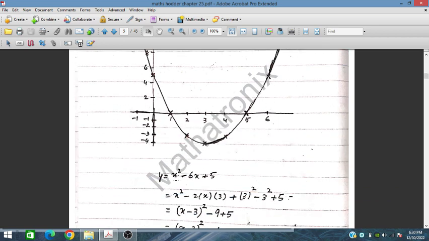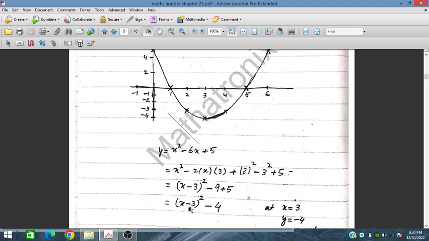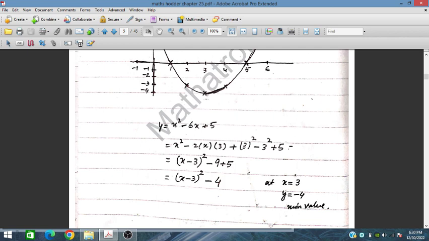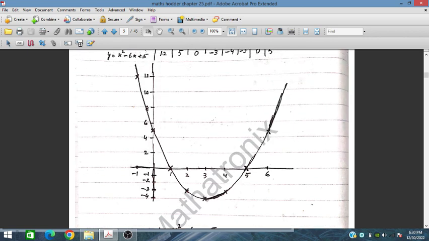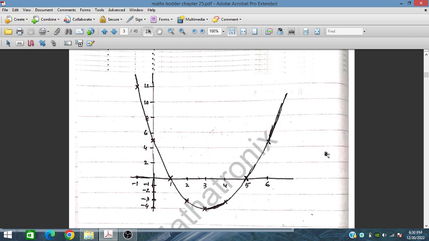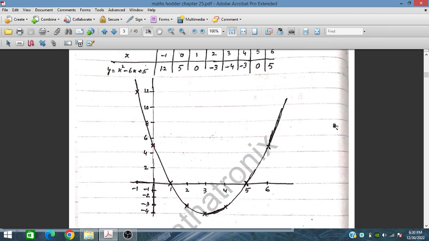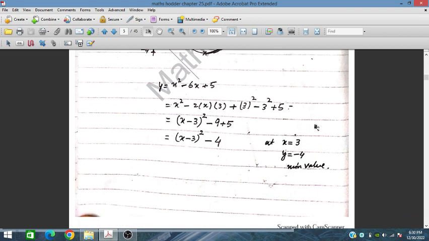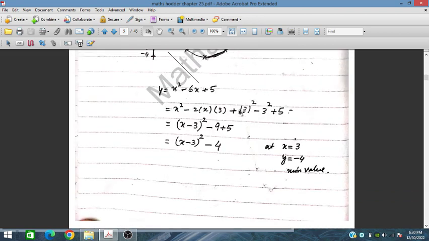So from x square minus 6x plus 5, we can make it a perfect square by adding 3 here, and this 5 is here. So this is a complete square, and then minus. So at x equal to 3, we have y equal to -4. So that's the minimum value here. So this is the graph that we have plotted here, and from this table also, this is in this graph.